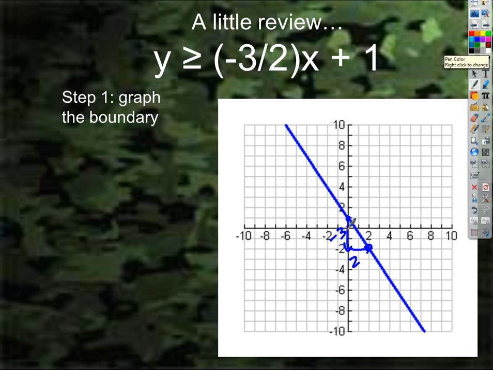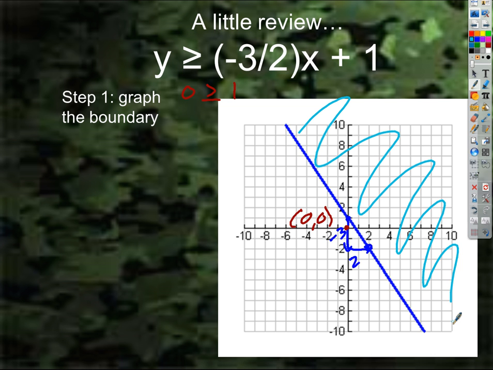0, 0. Okay, so if we test the point 0, 0, if I plug that in, what do I get? 0 is bigger than or equal to 1. Okay, is that true or false? False. It's false, so we're going to shade away from it, on the other side. Very good. So we'd shade then this side over there. Good. Okay, what's the other? So we can test a point always. That's always a safe bet.